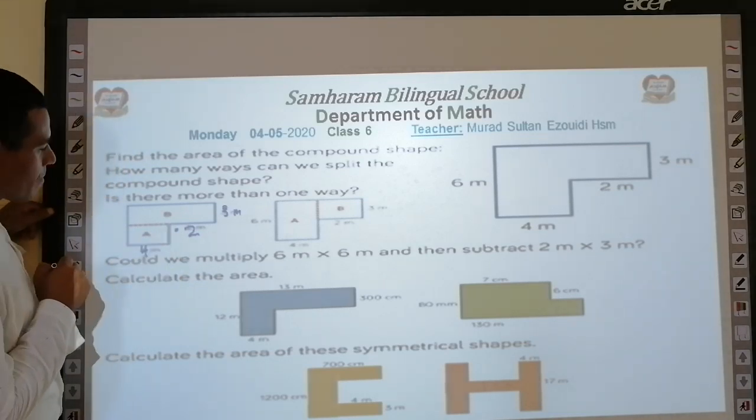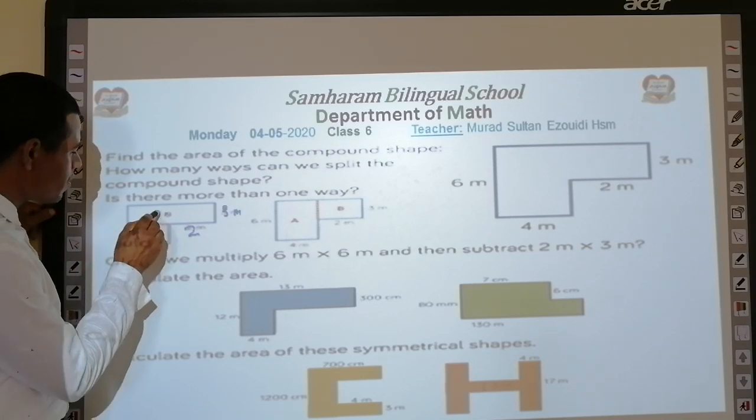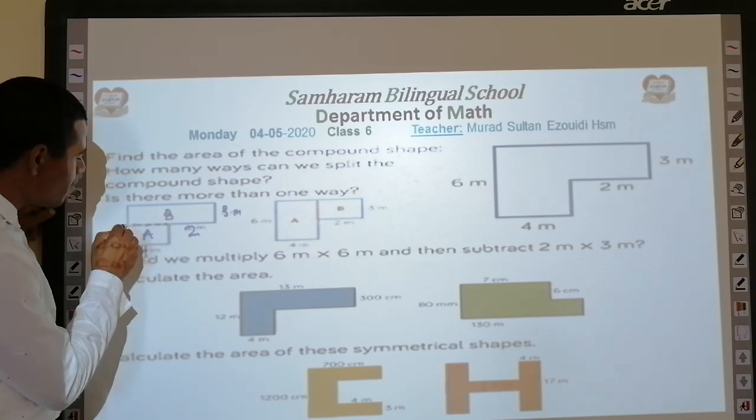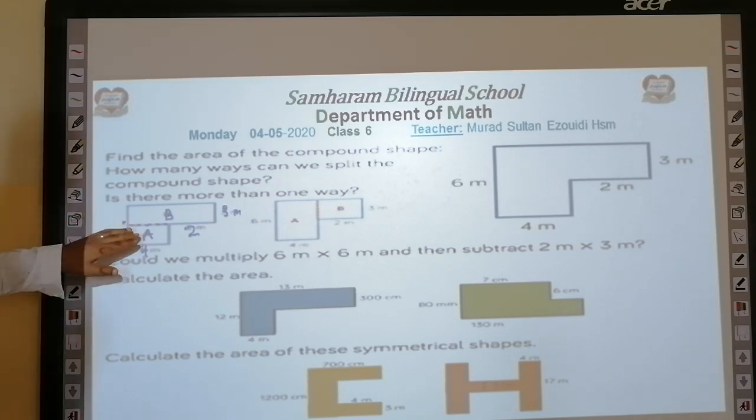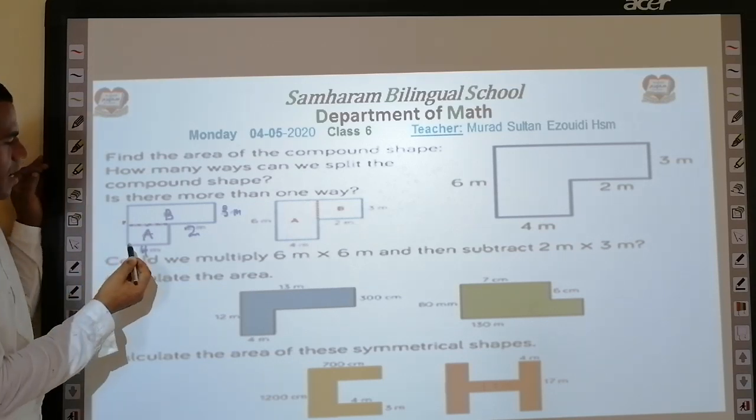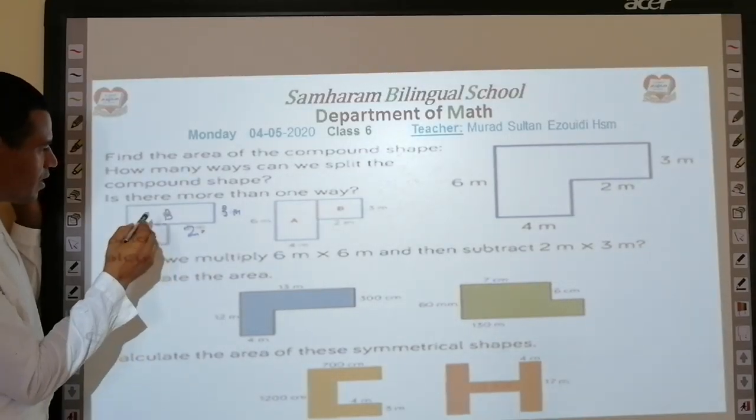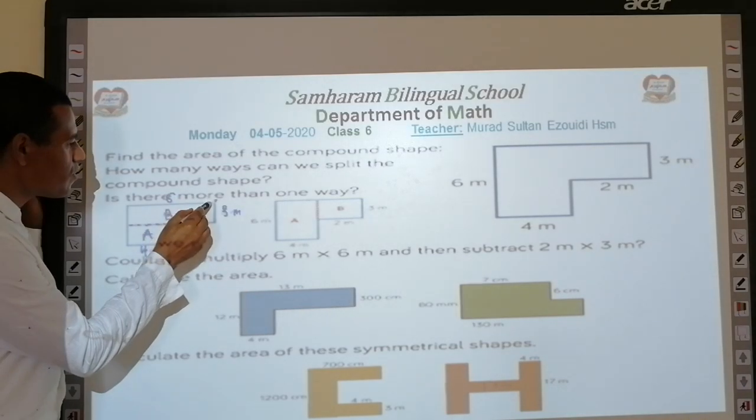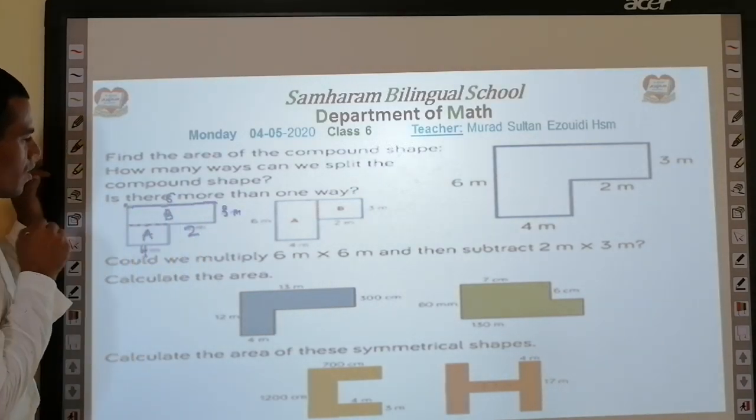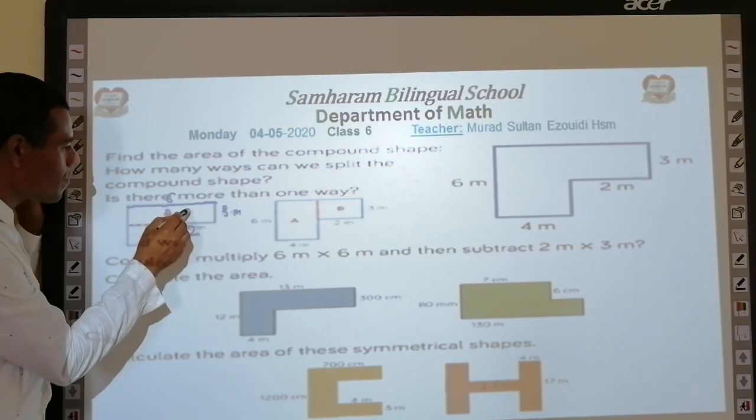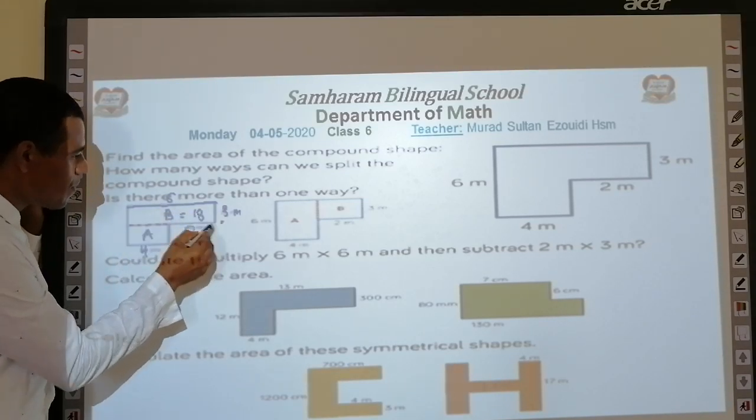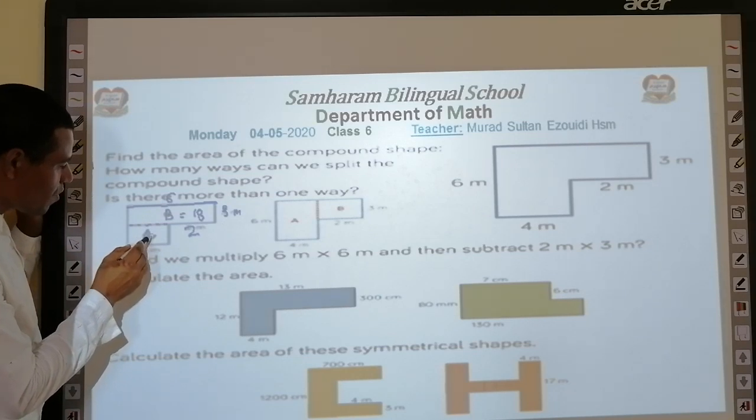Now this is small a. This is small b. It means I will split this into 2 rectangles, rectangle A and rectangle B. So for rectangle A you can find the area, and for rectangle B you can find the area. For example, here we have 4. 4 plus 2 is 6. So from this to this is 6 centimeters. So the area of B is 6 multiplied by 3, which is 18.